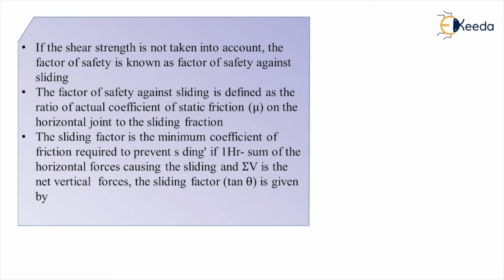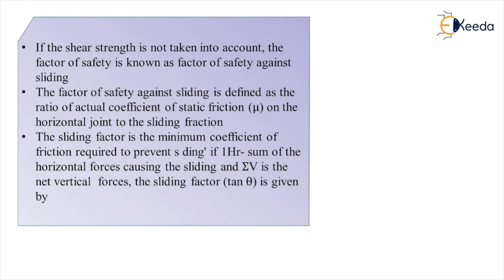If the shear strength is not taken into account, we have to find the factor of safety against sliding. This is defined as the ratio of the actual coefficient of static friction, that is mu, on the horizontal joint to the sliding friction. So this ratio gives us the factor of safety against sliding. This sliding factor is the minimum coefficient of friction required to prevent sliding.